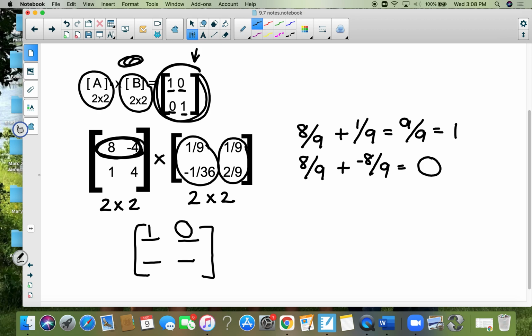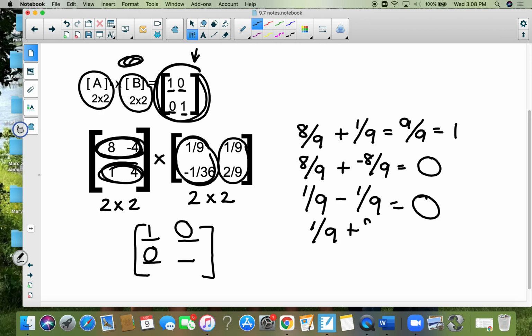The next one should say 0. So this row right here and this column, 1/9 and a negative 1/9 equals 0. And the last one is 1/9 plus 8/9, which equals 1. So in part 1, you're just proving that the two matrices that they give you are truly inverses of each other.